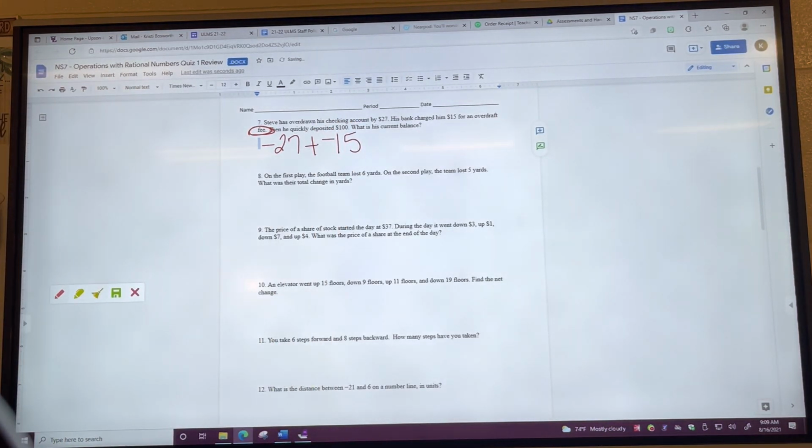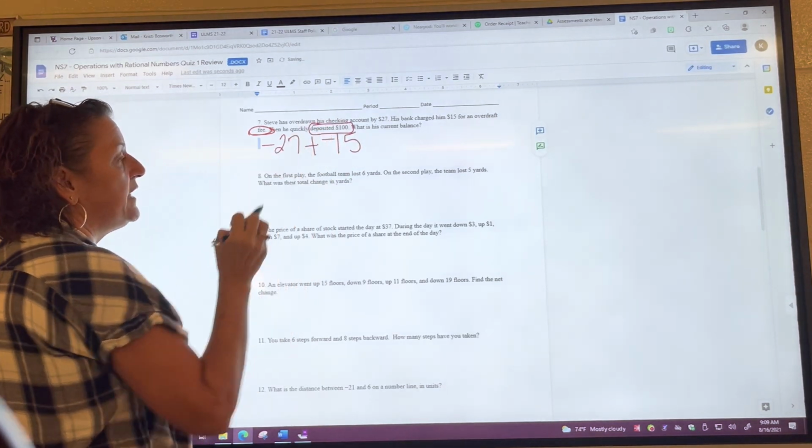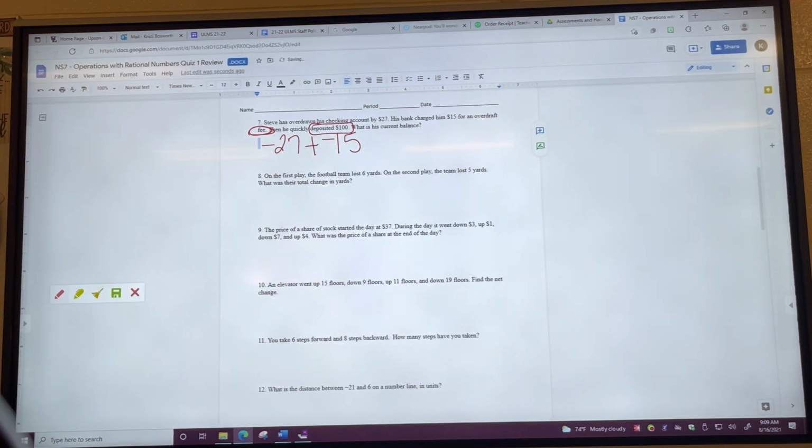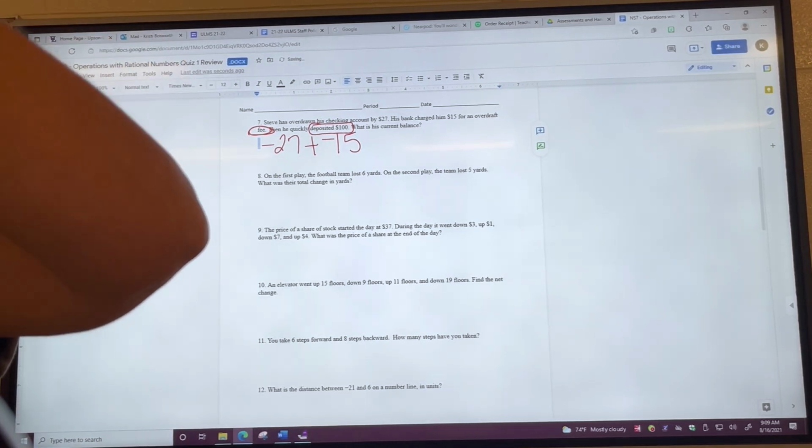Then he quickly deposited $100. If I deposit, is that positive or negative? That's a positive. I'm putting money in my checking account, and so that's a good thing. Good is positive. When I take money out of my checking account, that is bad. Bad is negative. Okay? Mr. Bosworth doesn't like me taking money out of our checking account, spending all kind of money. That's a bad thing. So when you take money away from your checking account, it's a negative. When you put money into your checking account or your savings account, it's a positive.